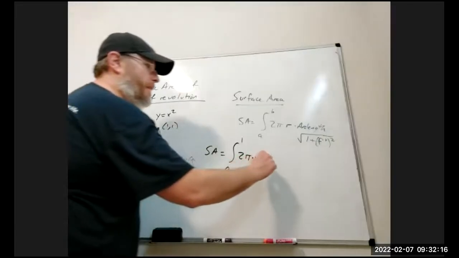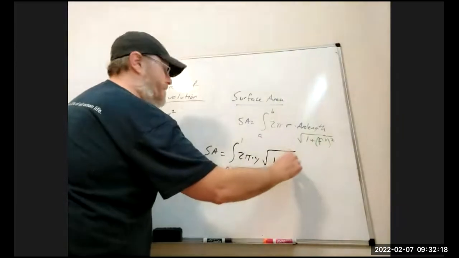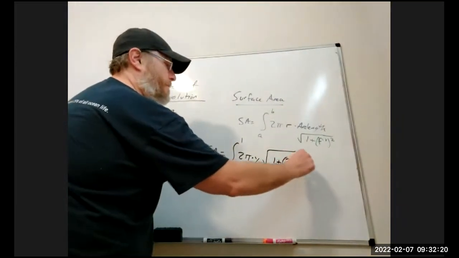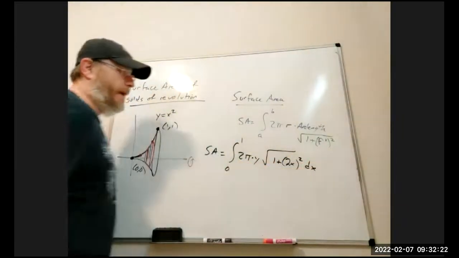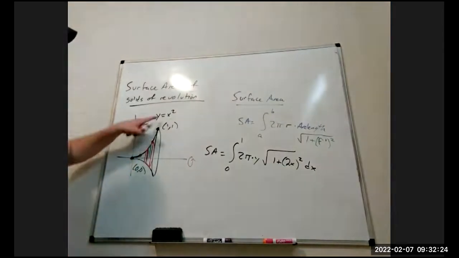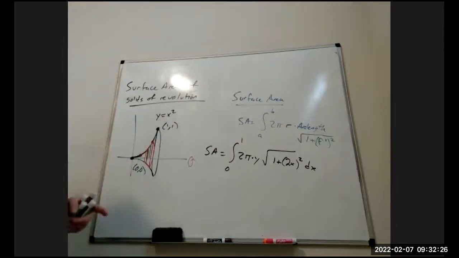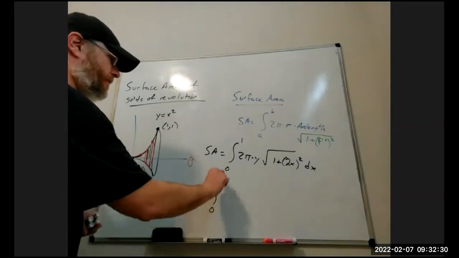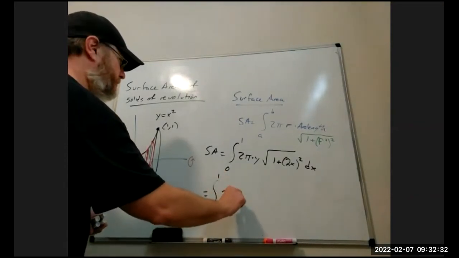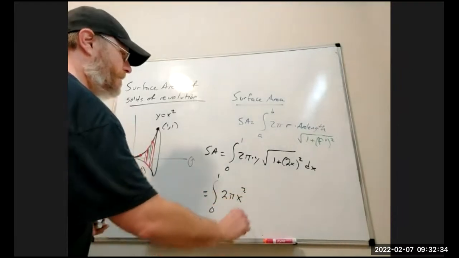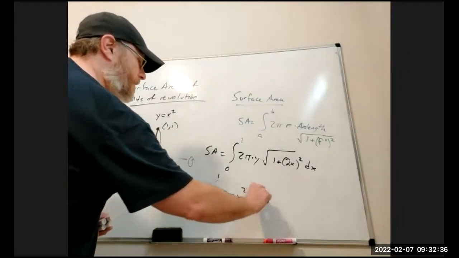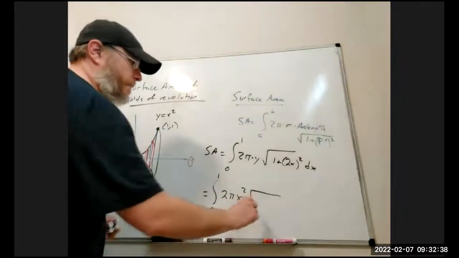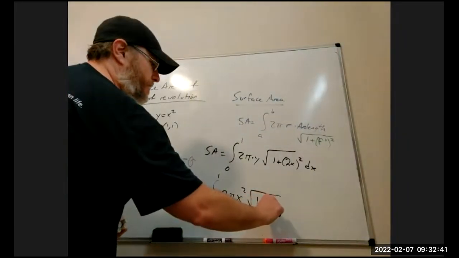And then the arc length is going to be the square root of 1 plus 2x quantity squared dx. But the y is actually the equation x squared. So here's our surface area. The formula is going to be the integral from 0 to 1 of 2 pi x squared times the square root of 1 plus 4x squared.